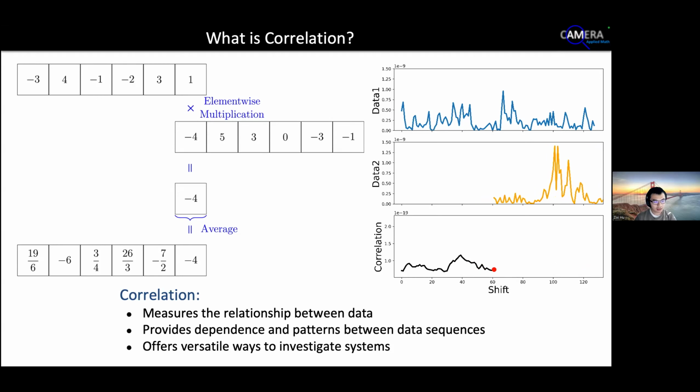Compared to original data, correlation offers us versatile ways to investigate systems, to investigate the relationship between different systems and different variables. One thing worth mentioning is that in these two examples, we use two different data arrays or two different functions. In this case, we call it cross-correlation, which means we correlate between different data arrays.